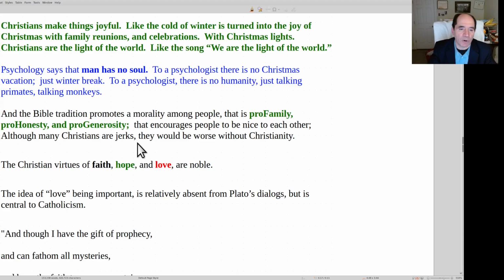The Bible tradition promotes morality among people. It's pro-family, pro-honesty, pro-generosity. What they're trying to do now, the latest push, is to get rid of the family, to say there's no such thing as a mother and father, that any two people who are dating, whether they're a husband and wife, man and woman, or if they're the same sex, they're all the same thing. But they're not, okay? The mother and the father genetically are involved in that child, and that's the standard family. Yeah, I realize there's tons of variants of it, but that's the standard family, and it's always been since the beginning of recorded time, and that's best for kids, okay?